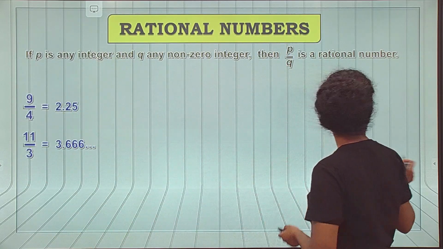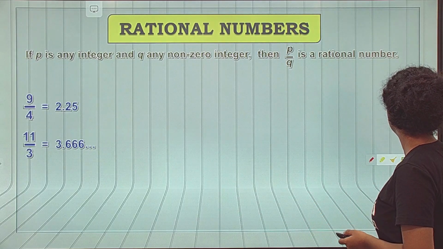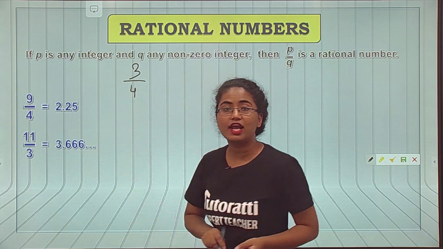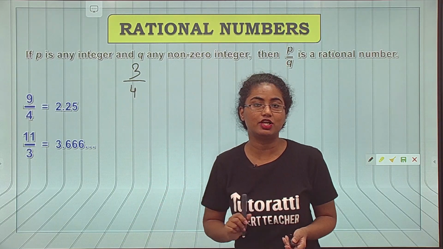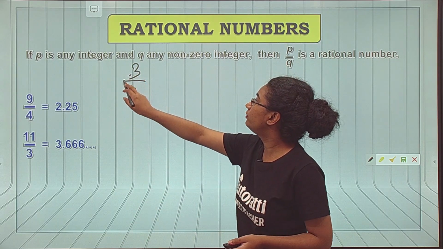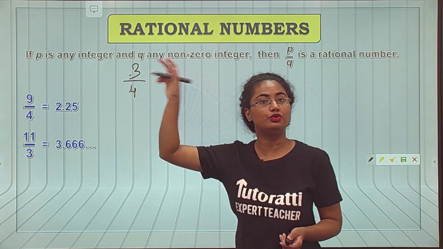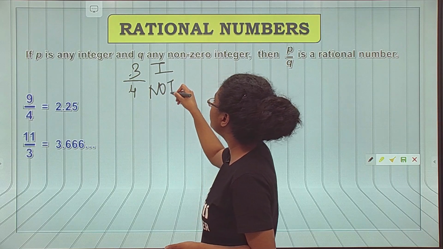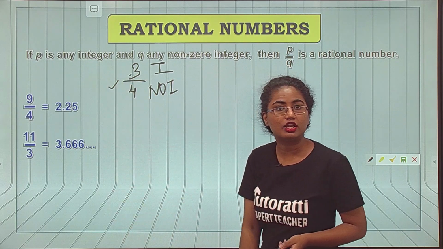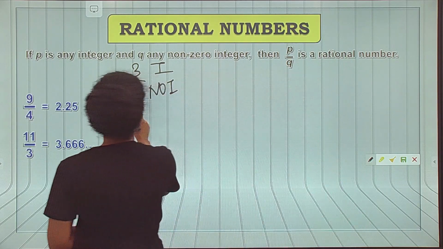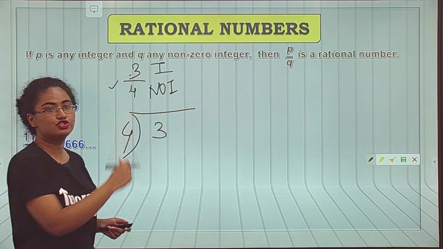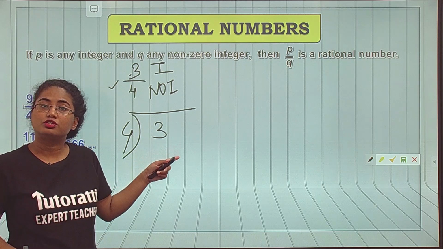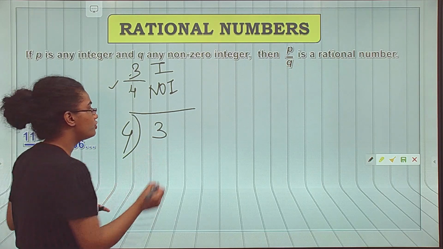Let's take a quick example. Say for example, I have 3 upon 4. Is this a rational number? How do you identify if it is a rational number or not? Check the numerator and the denominator. Integer and a non-zero integer. So this is a rational number. Let's carry on the division. 3 divided by 4. Now 3 is smaller than 4. So what do we do?